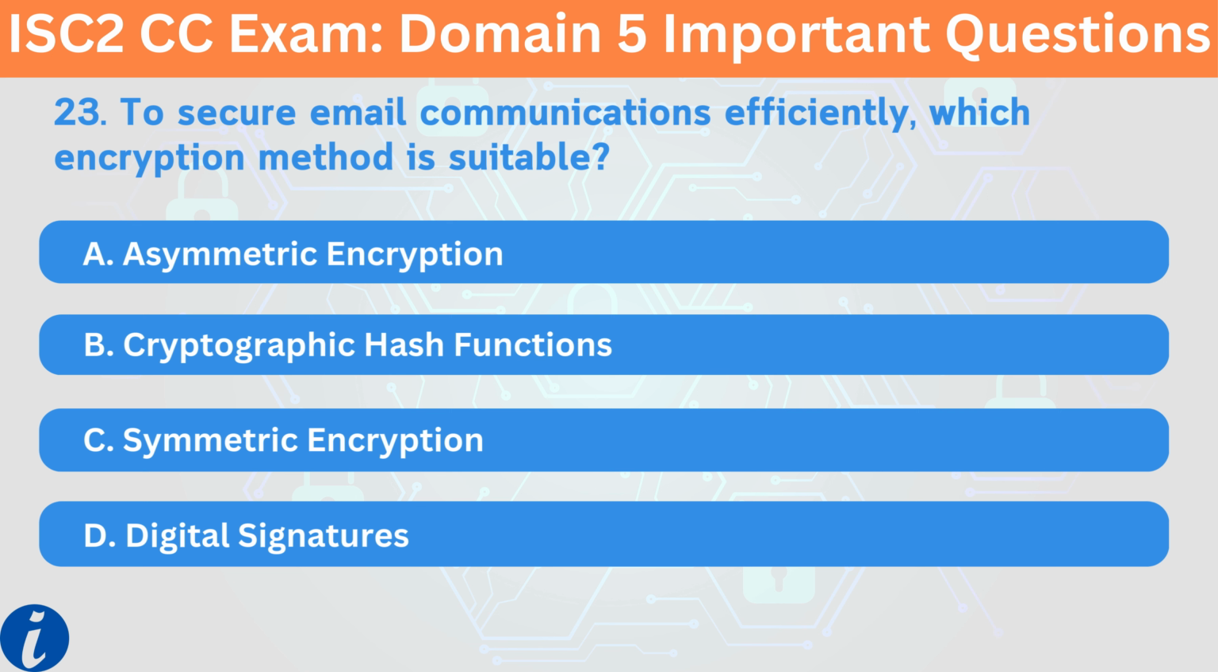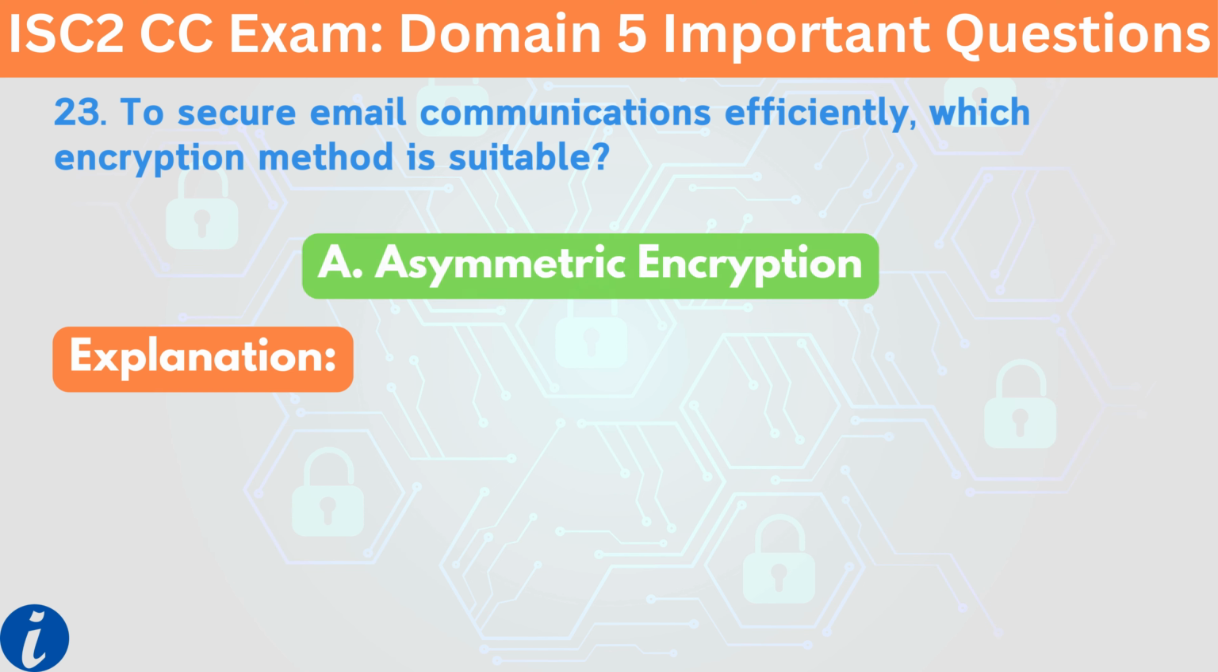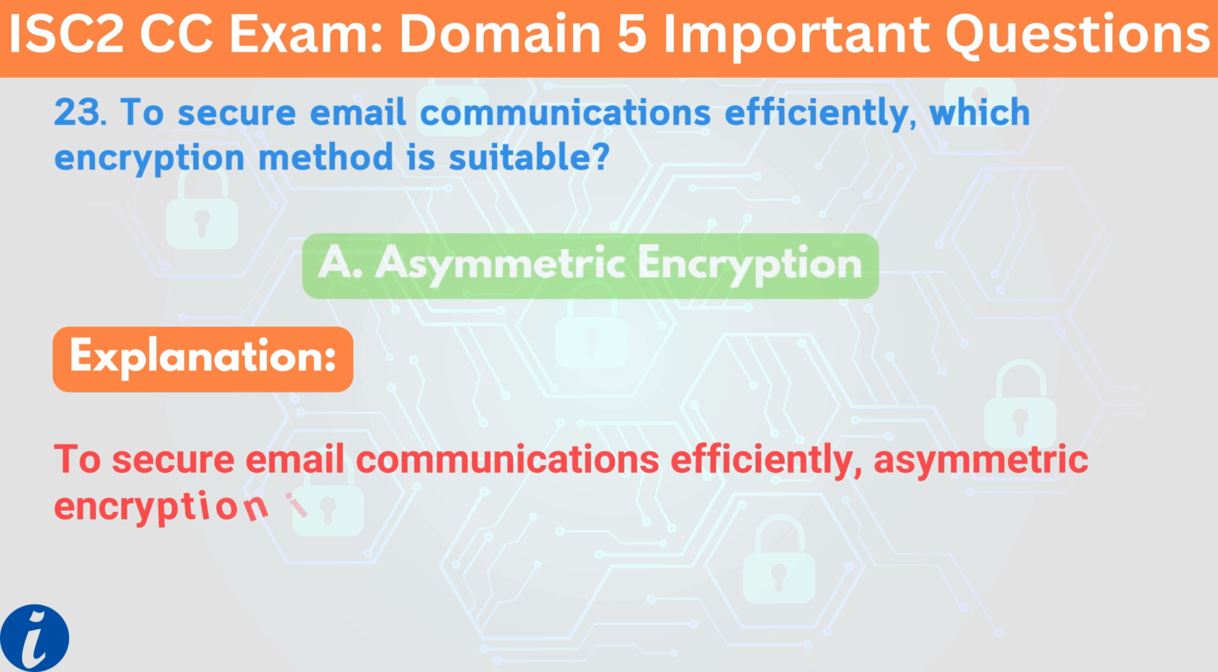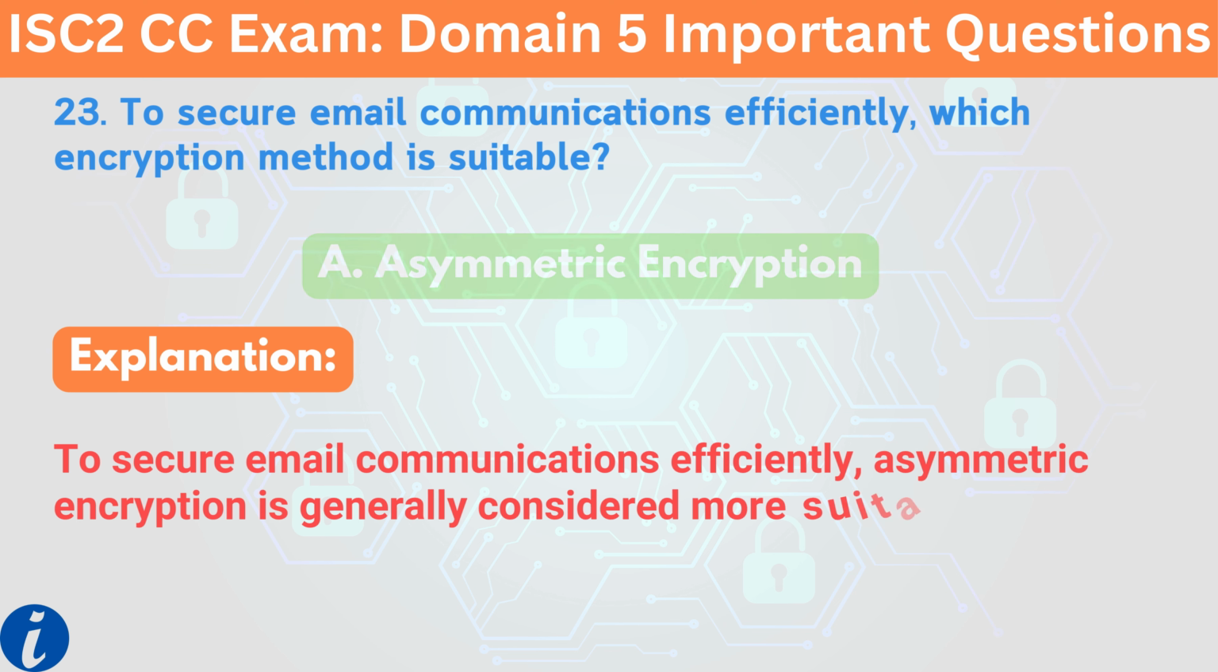23. To secure email communications efficiently, which encryption method is suitable? A. Asymmetric encryption. B. Cryptographic hash functions. C. Symmetric encryption. D. Digital signatures. The correct answer is A. Asymmetric encryption. Explanation. To secure email communications efficiently, asymmetric encryption is generally considered more suitable.